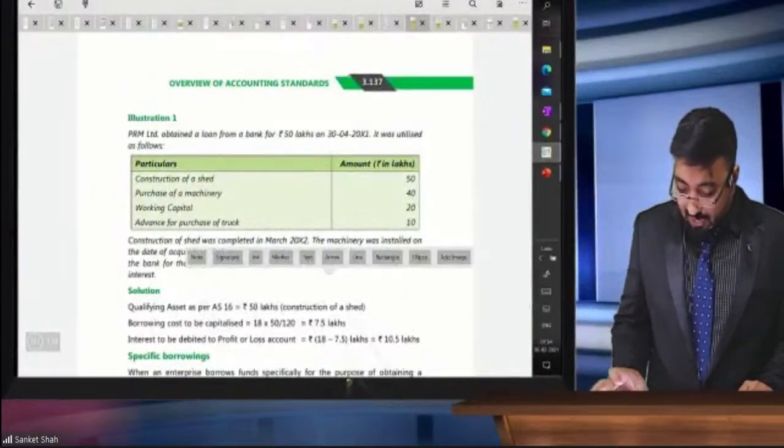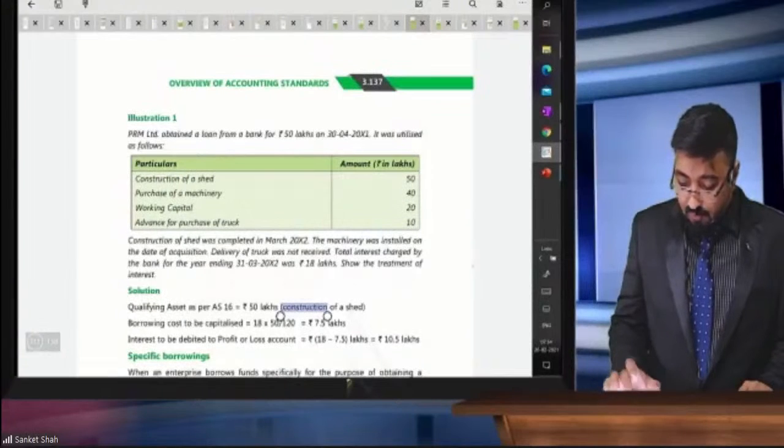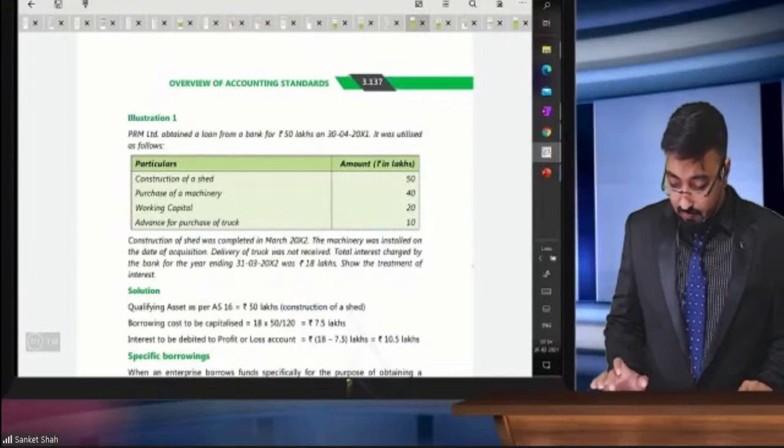I'm giving you exactly 3 minutes to solve this illustration.